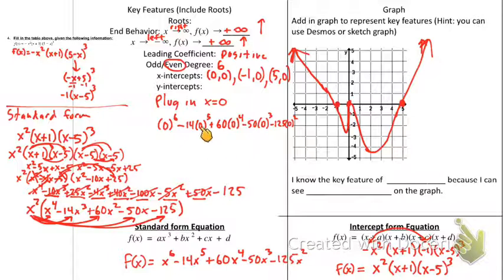If you do all this math, 0 to the 6th is 0. 0 to the 5th is 0, times 14 is 0. 0 to the 4th is 0, times 60 is 0. 0 to the 3rd is 0, times 50 is 0. 0 to the 2nd is 0, times negative 125 is 0. That means the y-intercept equals 0.